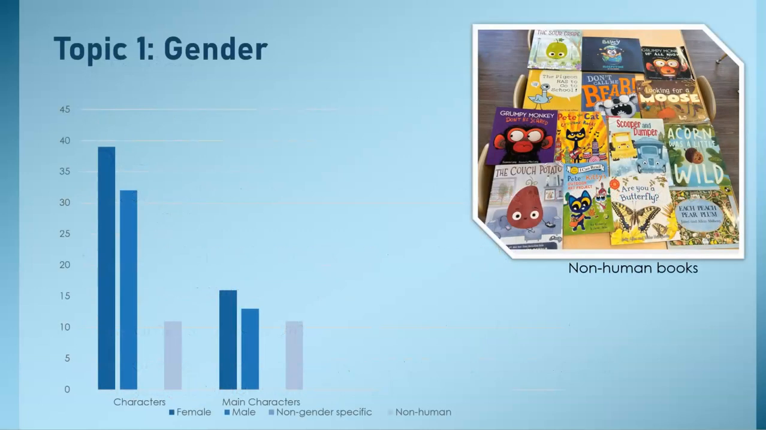On this slide, I provide a graph of the data I collected for the gender of characters in the books. As you can see, the majority of my books have female characters and male characters is slightly under. My classroom does not have any books of non-gender specific characters. There were 11 books with non-human characters. The second graph shows the data for main characters with that gender. Once again, there were more female characters than male characters. This is a mirror into my classroom because I have more female characters than male characters.